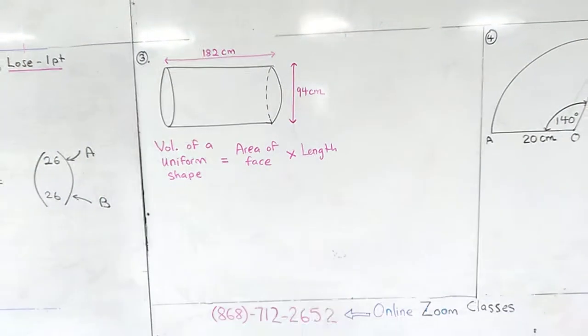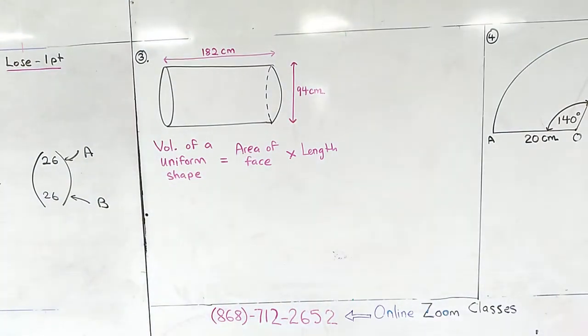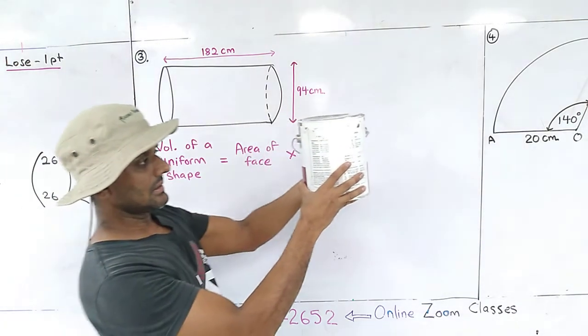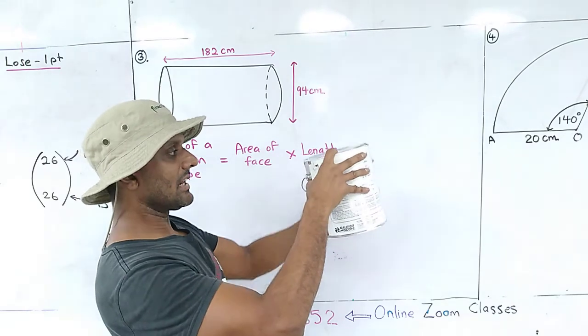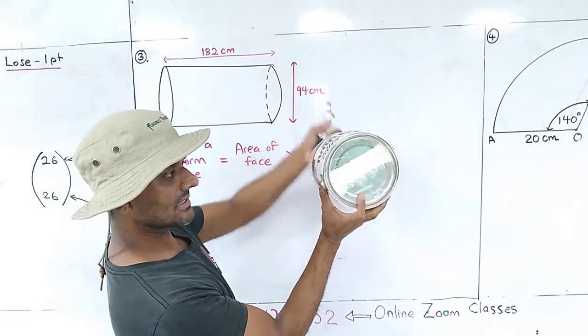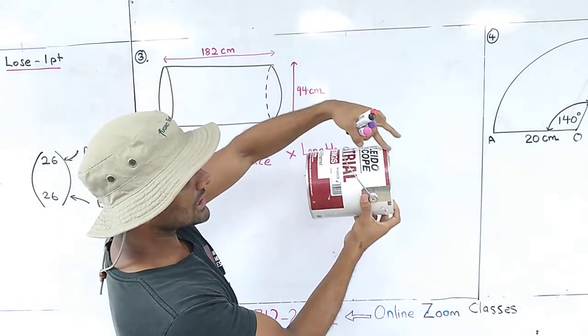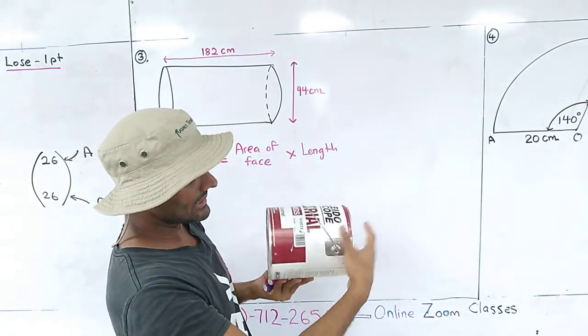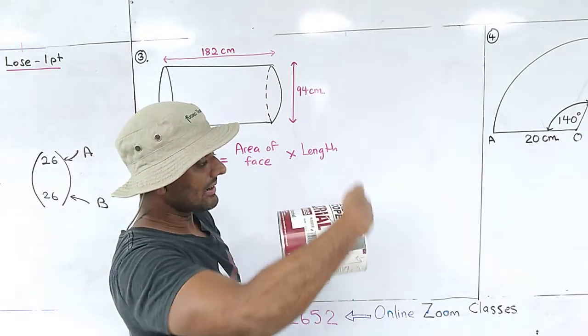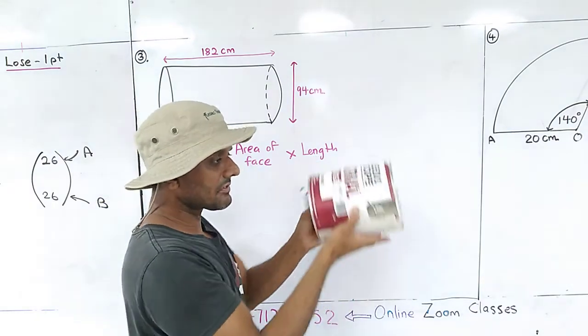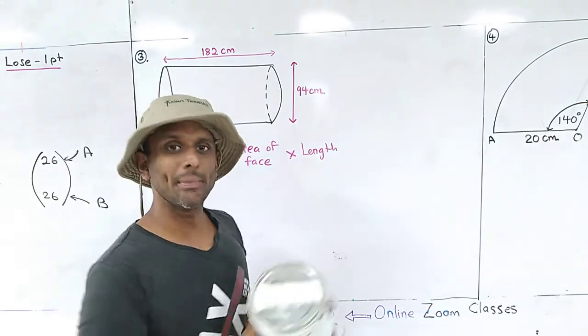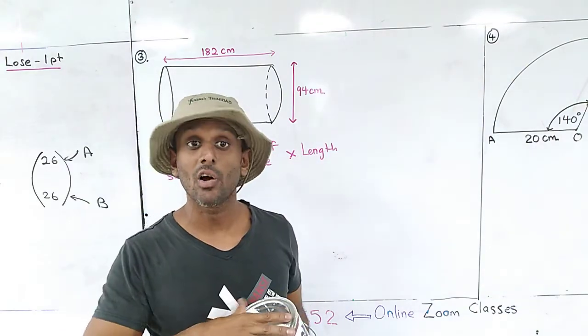What is a uniform shape? Let me see if I can get an example of what a uniform shape is. I think I have one here. Alright, I have a little paint can here. This is a uniform shape because look at the face, right? The face is a circle. And right throughout the shape, you notice the thickness is the same. If I slice here or I slice here and you look at it from in front, it's going to be the same exact size of circle.